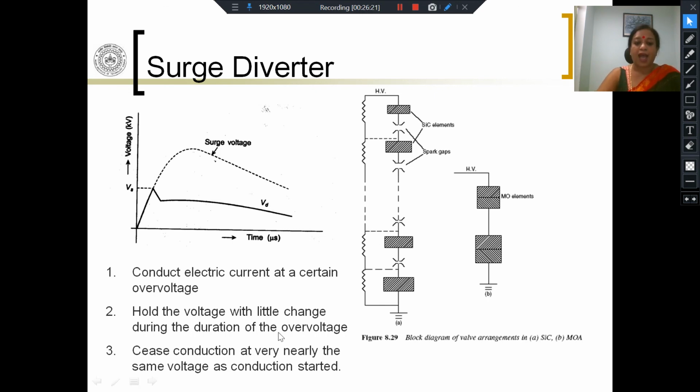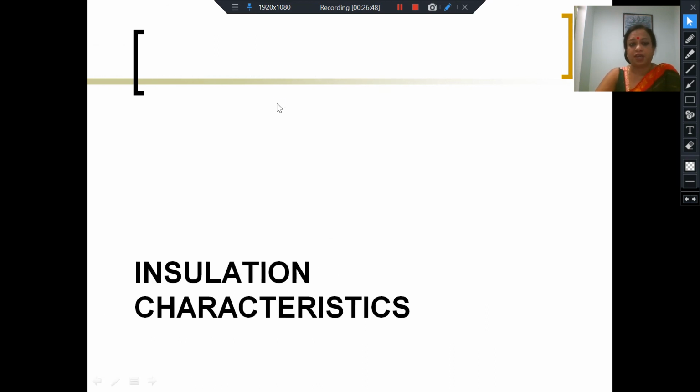And after the overvoltage is over, it should cease conduction at very nearly the same voltage at which the conduction started. Typically it should have been here, but that may not be possible, but at least it should not go down to very low levels. So the voltage drop should be held constant during its operation, and then it should regain its original insulating property. This is how a surge diverter typically should work.